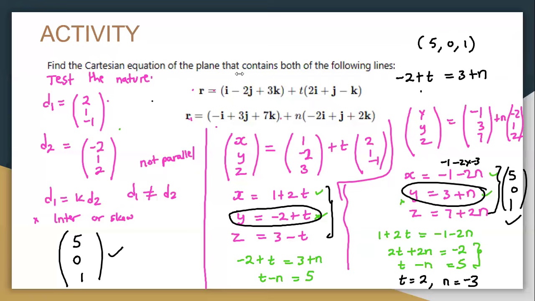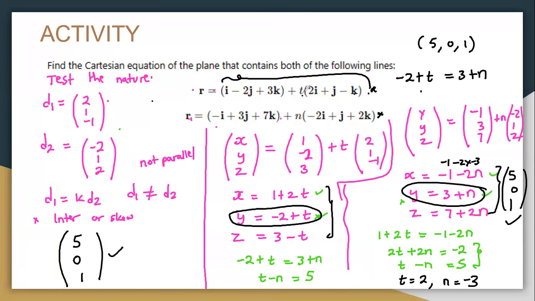Teacher, my question is: after getting the values of t and n, how do I get to know that they're intersecting? Now, after getting the value of t, I can just substitute it in this line here. My t is 2, and you collect like terms. When you get a point for this line and for this line, and they are the same points, it means that those lines do intersect.